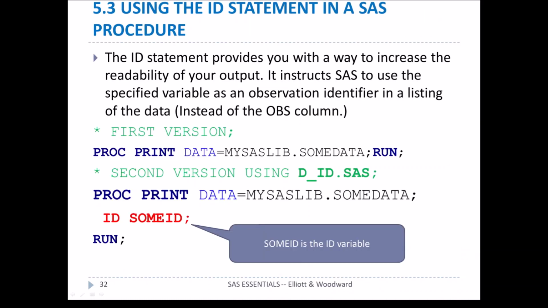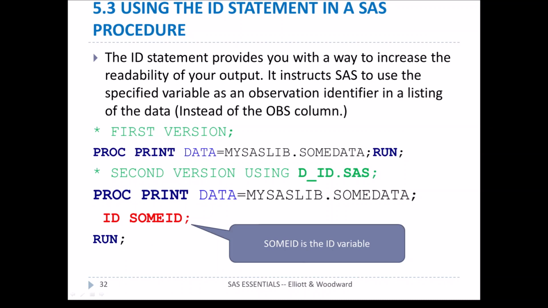All right, now let's look at section 5.3, using the ID statement in SAS. Now the ID statement provides us a way to increase the readability of our output. It tells SAS to use a specific variable as the observation identifier rather than the OBS column, which is the normal column that SAS will output, for instance, in PROC PRINT.